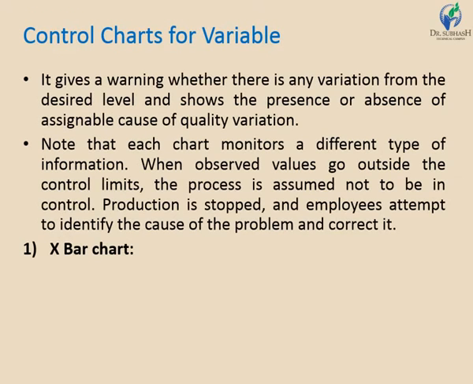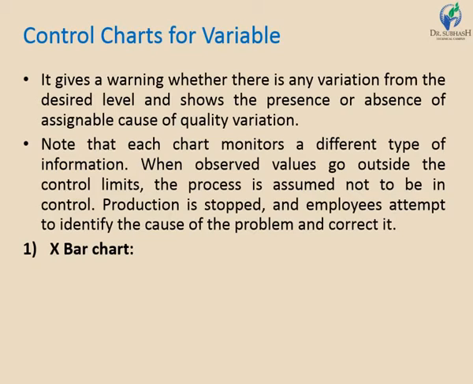A control chart for variables gives you a warning whether there is any variation from the desired level, and shows the presence or absence of assignable causes of quality variation. It indicates whether there is less variation or more variation, whether the process is around the desired level or has moved away from it.